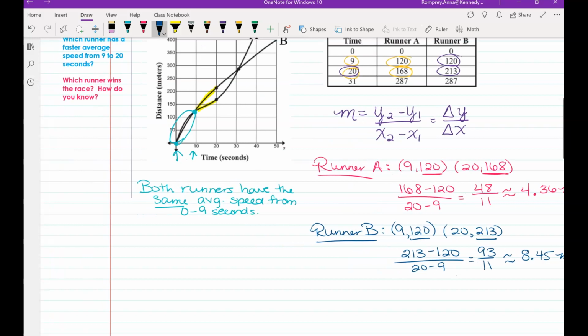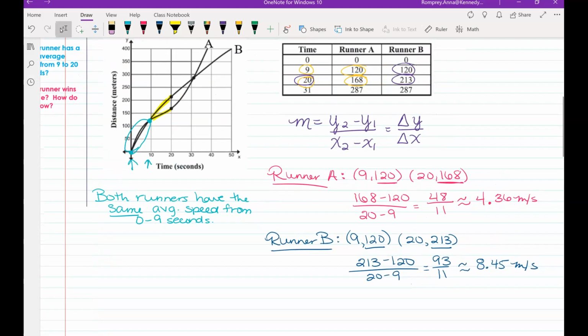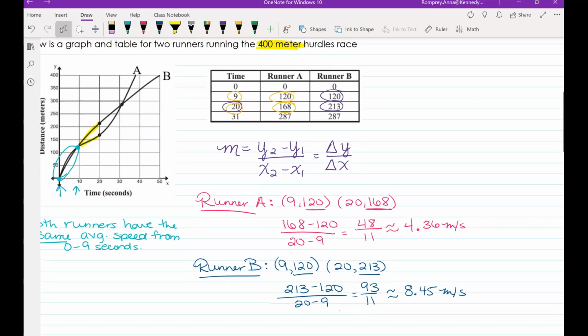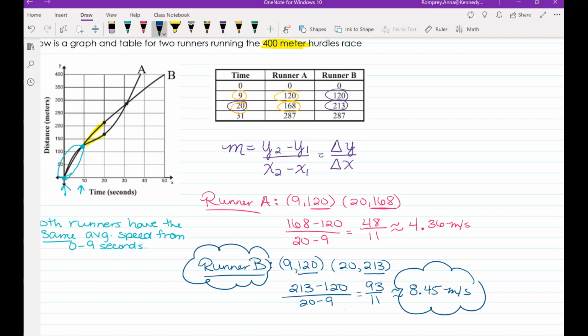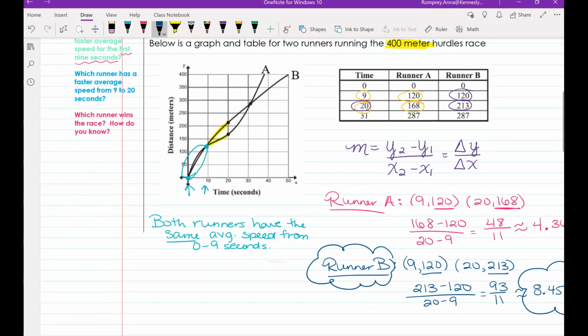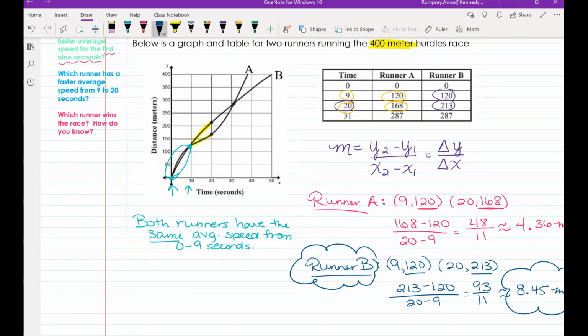So let's go back to the question. It says, which runner has a faster average speed? 4.36 meters per second or 8.45 meters per second? Who's faster? Yeah, 8.45. We want a larger number. So runner B definitely has the faster speed for that specific interval, just from 9 to 20 seconds. Because the next question asks us, which runner wins the race?